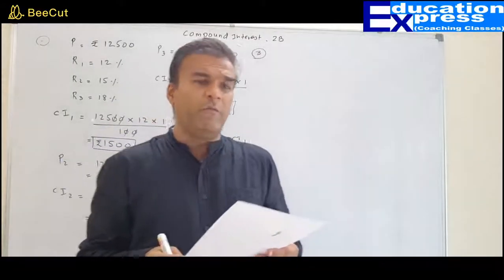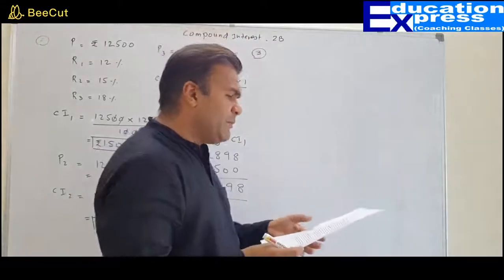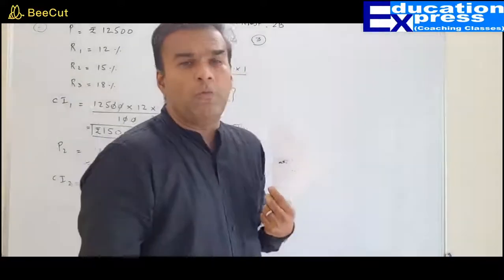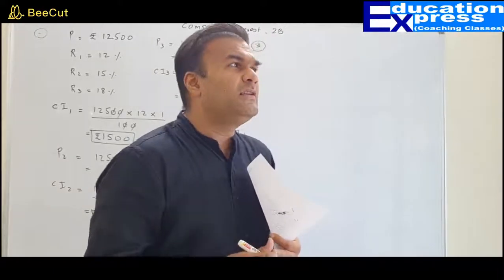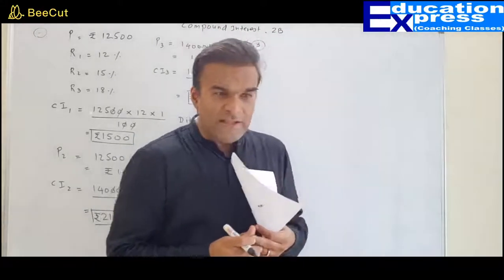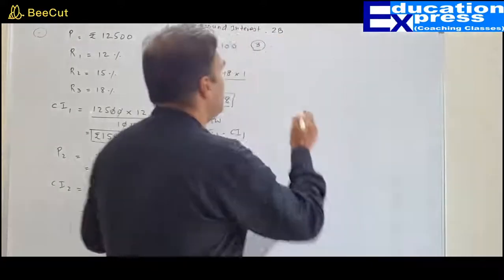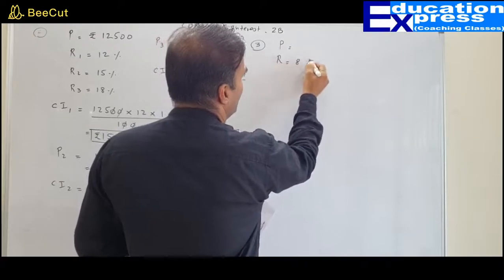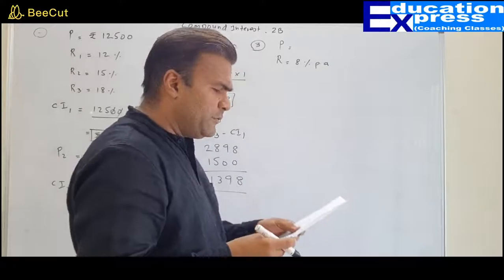A sum of money is let out at 8% interest per annum. That means we don't know what exactly is the sum, but some sum of money was let out at 8% per annum compound interest. So I don't know the principal, how much is the principal, but the rate of interest is 8% per annum. Let us read further.